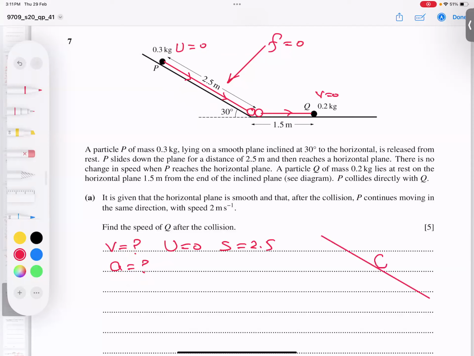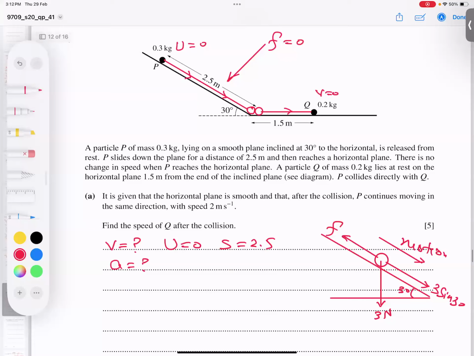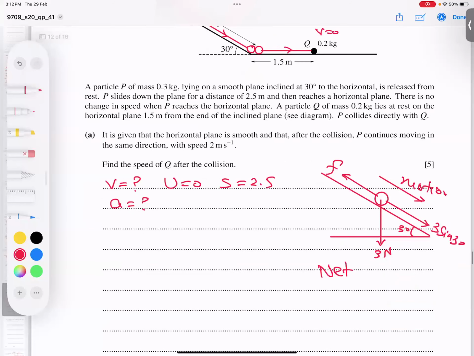For the inclined plane, a particle's weight component, mass is 0.3, and you know it very well. We did this in the chapter of Newton's law. This is 30 degrees, and the mass is 0.3. So the weight is 0.3 into 10, 3 newtons. And this is always 3 sine 30, and friction is always backwards, because the system is going this way, motion is this way. So I can say here net force equals ma.